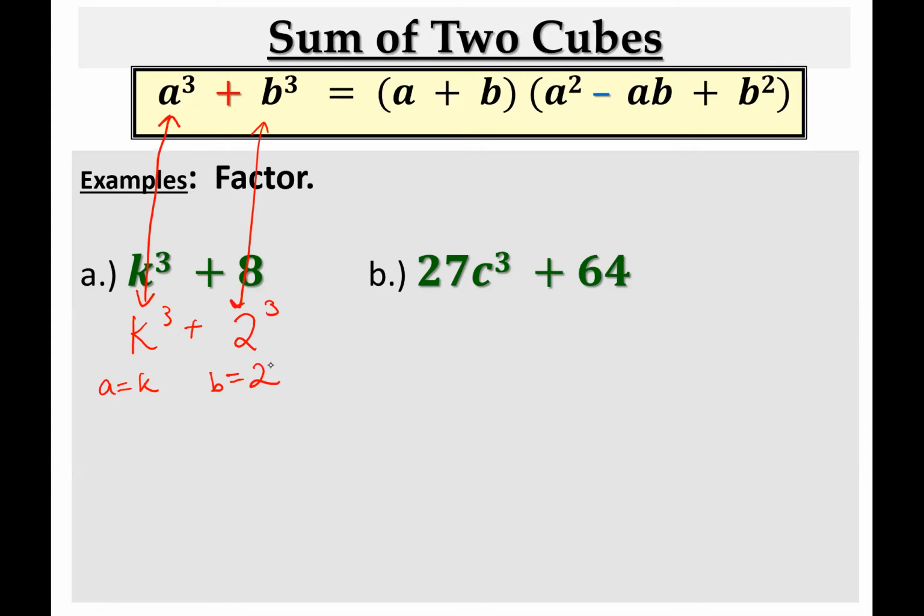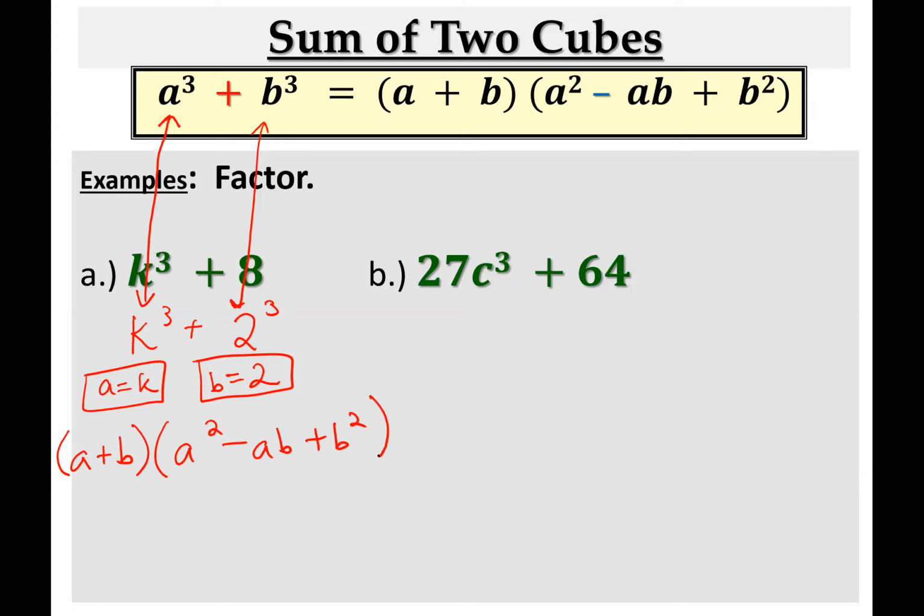A common mistake here is to plug in something that's too big. So when you see the number 8, recognize that it's 2 cubed. The thing being cubed is the thing we need to plug in. So a will be replaced with k in our formula. b will be replaced with 2. Once we can figure that out, it's pretty much just a matter of writing out this long formula and then carefully plugging in. And then we're done. So here we go. a plus b, parentheses, a squared minus ab plus b squared.